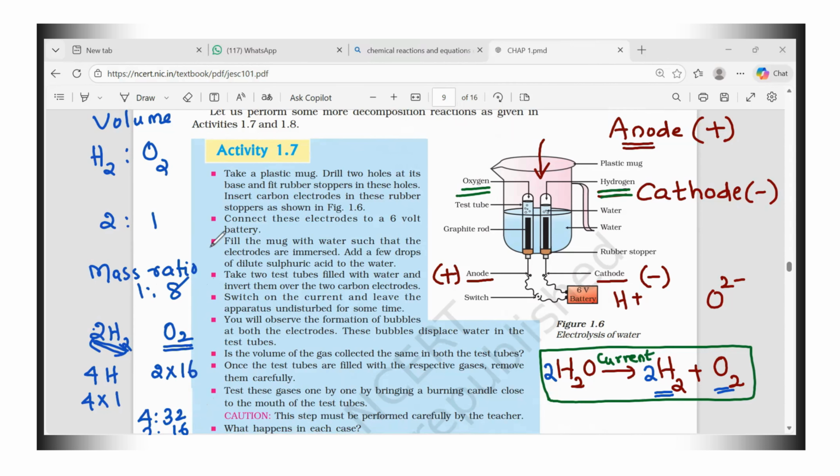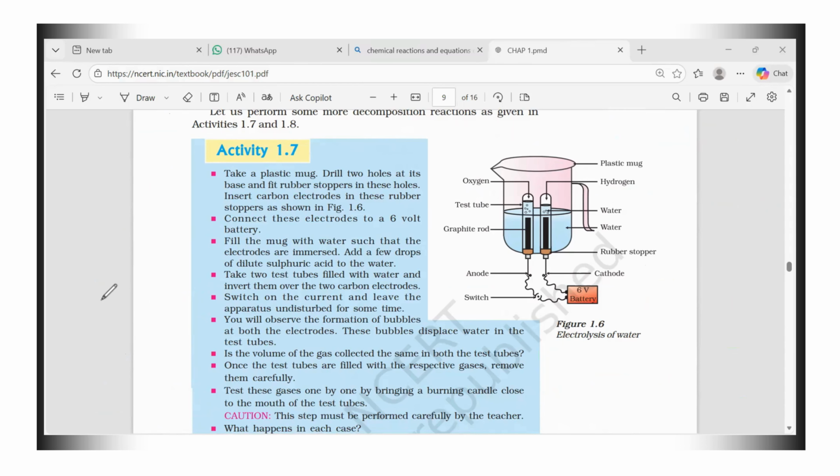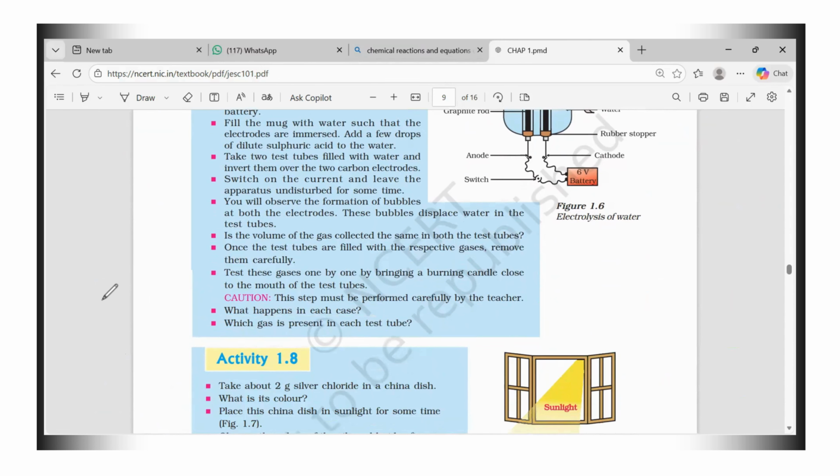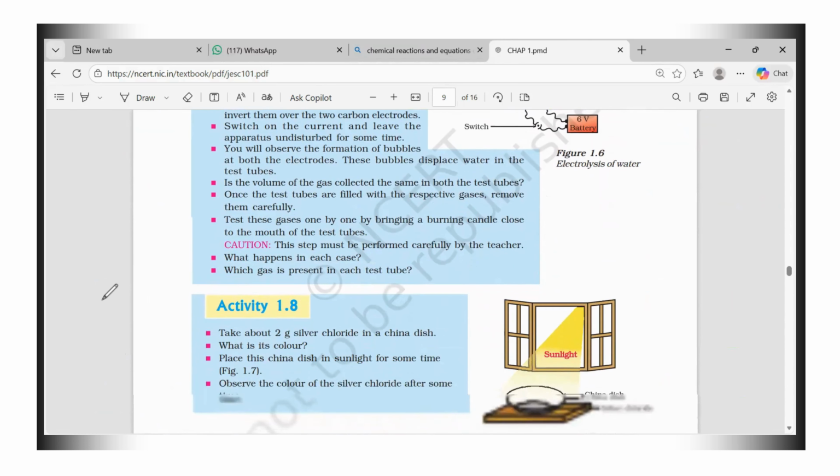So please check whether they are asking hydrogen to oxygen or oxygen to hydrogen. If it is oxygen to hydrogen, 1:2 and 8:1. So that's the case of electric decomposition of water. So why are we adding a small quantity of acid to it? It is for easy decomposition.